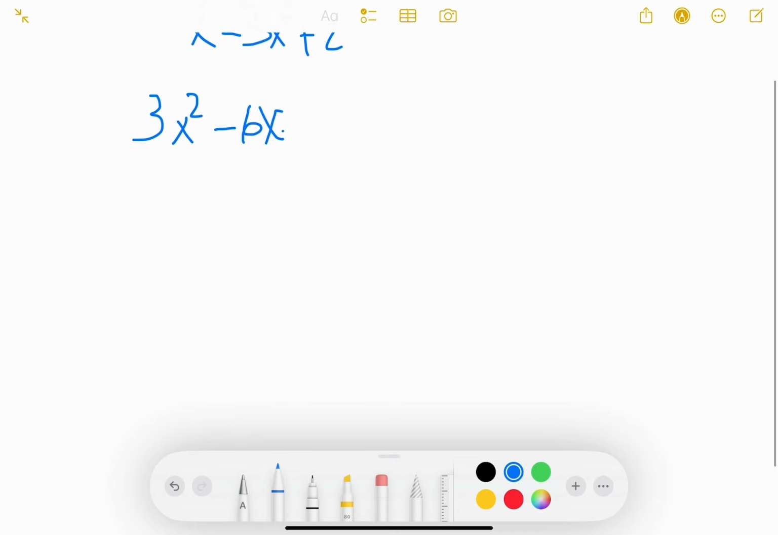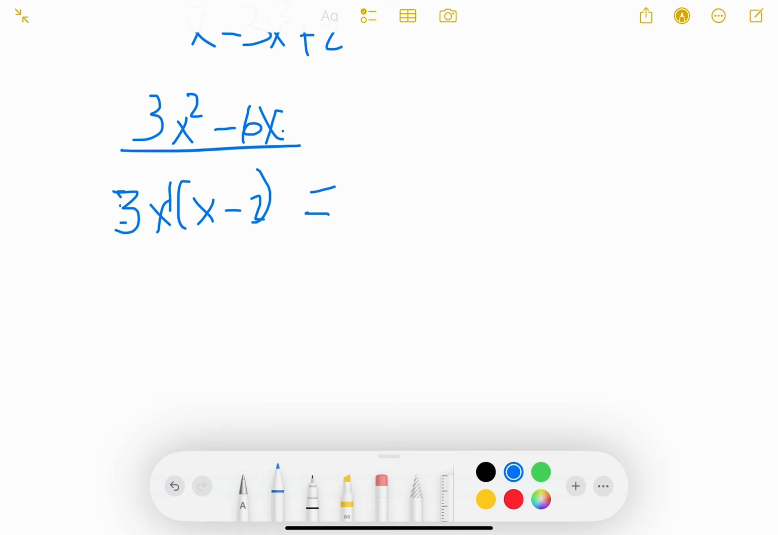And again, set the derivative to 0. An easier way to do this, honestly, is to factor out the 3x. So that's just going to be 3x times x minus 2. If you set this equal to 0, x is going to be 0, or x equals 2.